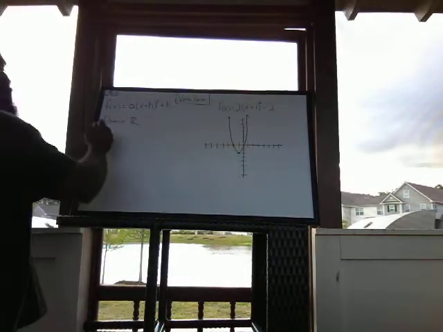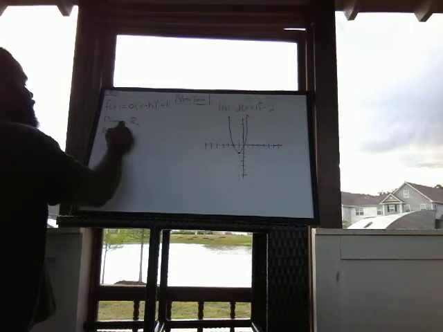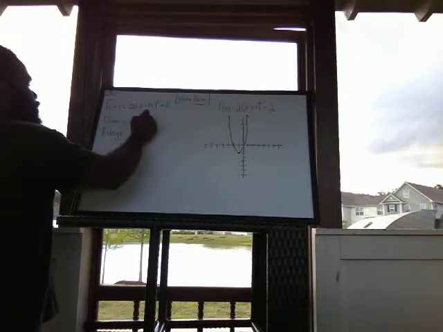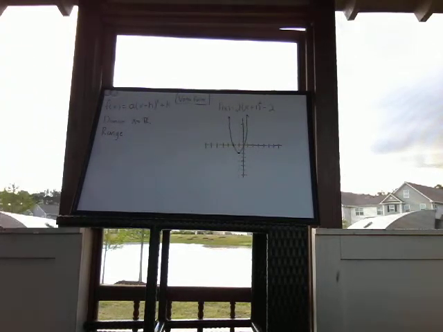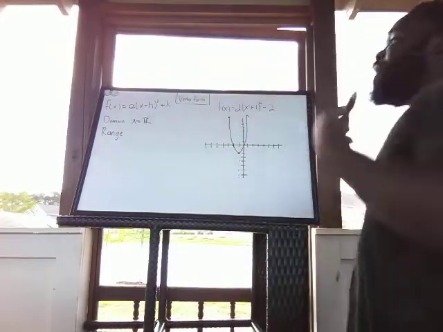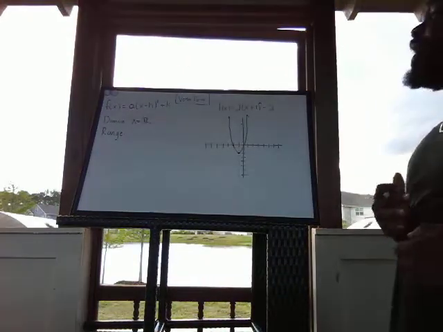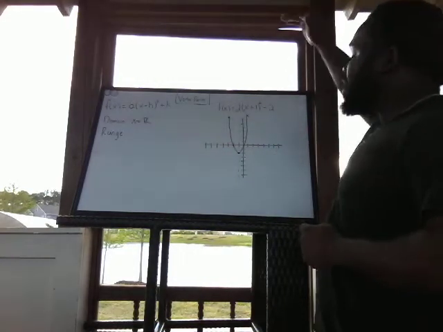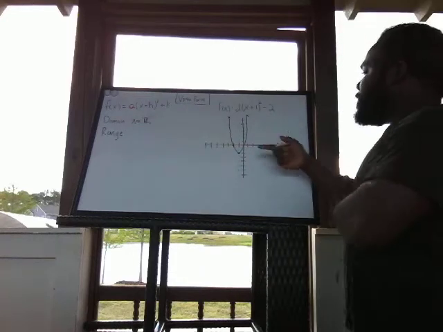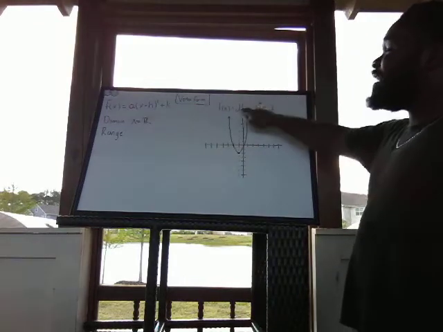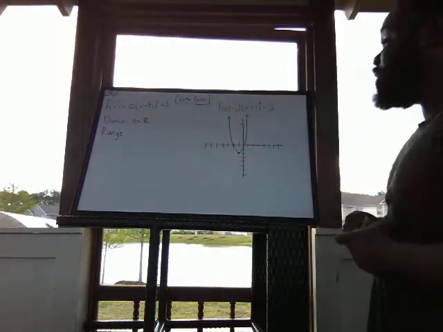Now, what we need to figure out is my range. My range would be whatever my y values are. Remember, if my domain is my x values, that means my range is my y values. So I want to figure out, is it opening upward or is it opening downward? Well, I see that my parabola is opening upward. I would also have known that by looking at my a value, which is positive, which lets me know that it opens upward.